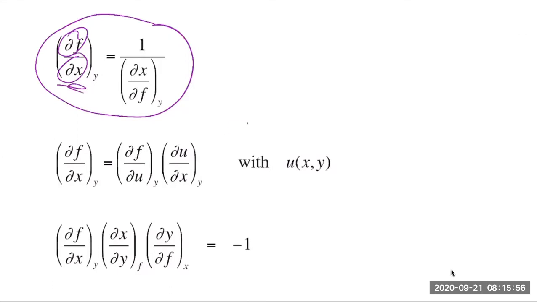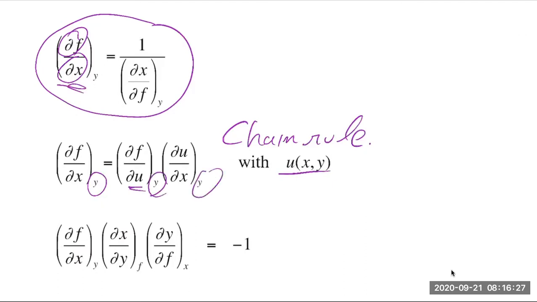The second one is the chain rule. And we'll see later how we typically use that to change extensive or intensive variables. So if you have a function u that's a function of x and y, then df/dx at constant y, you can now write that as a derivative df/du times du/dx, all at constant y, okay? And the one we'll use a lot is called the cyclic rule.